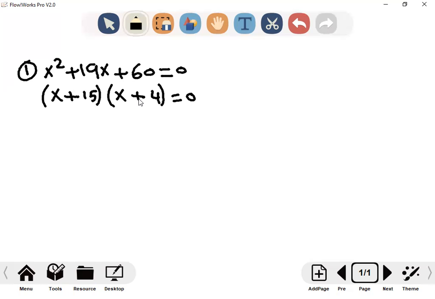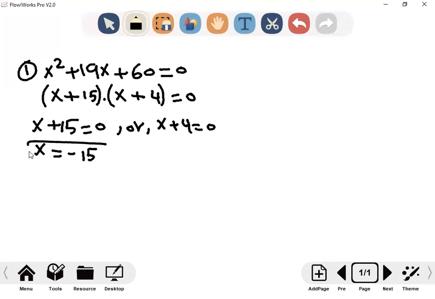If you have two terms, this is multiply between them, right? This multiply this equals 0, then the first parenthesis can be equal to 0. Or x plus 4 equal what? 0. Here switch, shift, x equal negative 15 and x equal negative 4. Done? Yes.